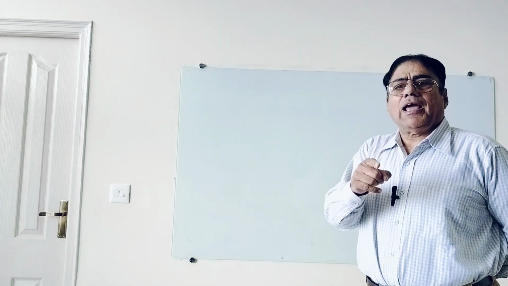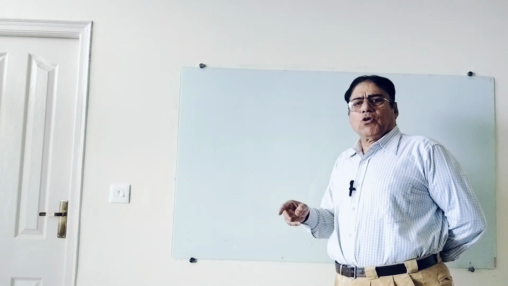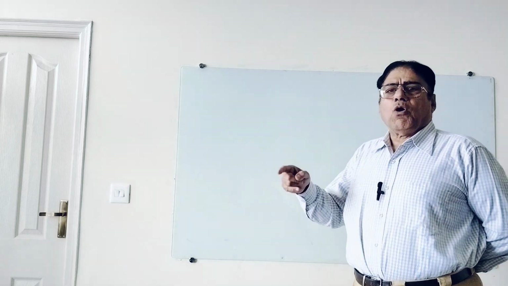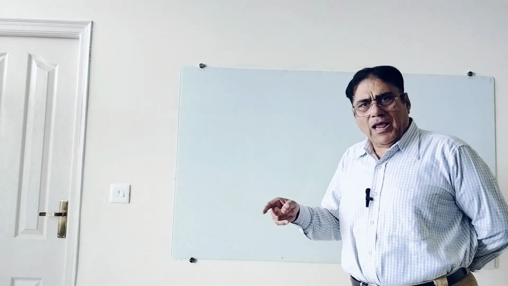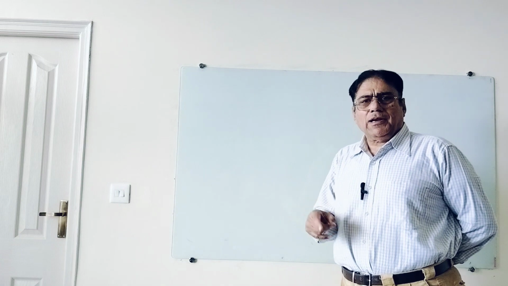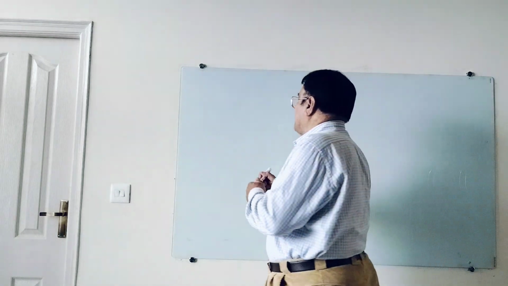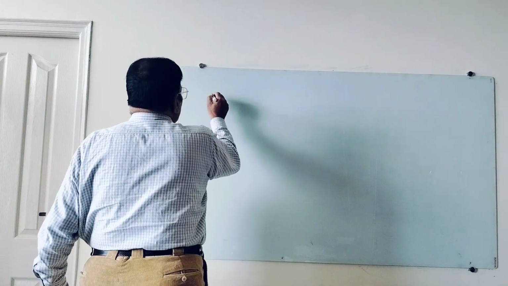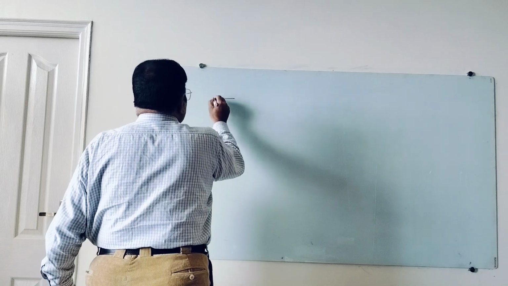Least stable was allyl. Then more stable, benzyl. More than benzyl, diphenyl methyl. More than diphenyl methyl, triphenyl methyl. Now this is a very interesting example. Look at my statement also and this structure also.